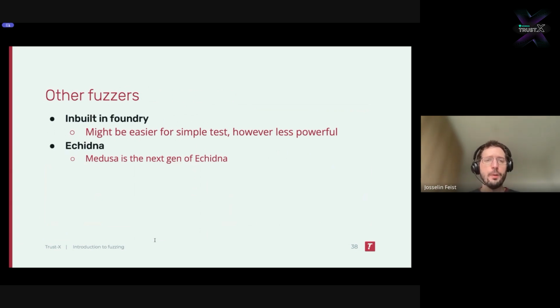Echidna, which is our previous fuzzer, is basically the previous generation of Medusa. We have been rewriting Echidna as Medusa. Historically, Echidna has been written in Haskell. Medusa is written in Go, so it has allowed us to develop faster. And we have also used all the lessons we have learned through the years with Echidna, and we are applying them in Medusa. So we are really excited to see the new results of that.